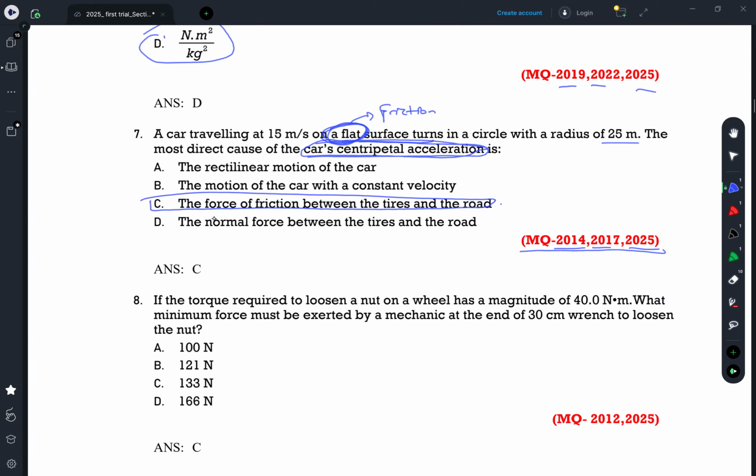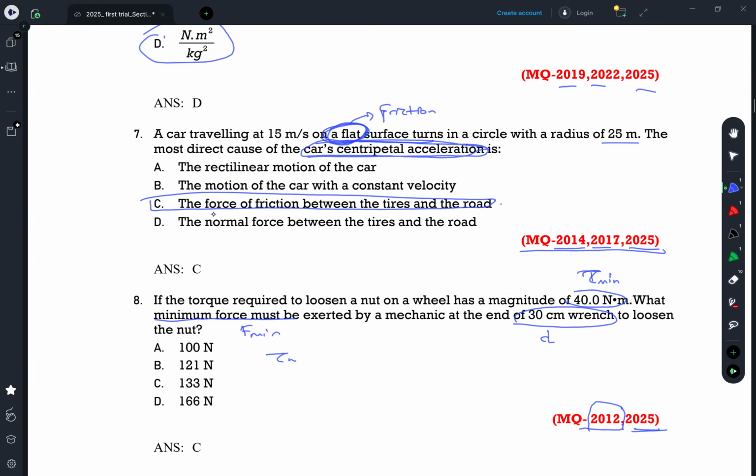Question number 8, if the torque required to loosen a nut on a wheel has a magnitude of 40 Newton meters. So this is the minimum torque needed to rotate, the required torque. What minimum force must be exerted by a mechanic at the end of a 30 centimeter wrench? This question is exactly the same question in the book. It was asked the first time in 2012, now 2025.